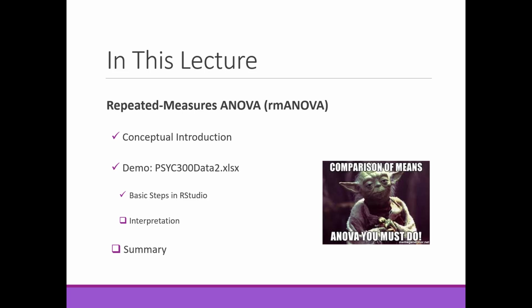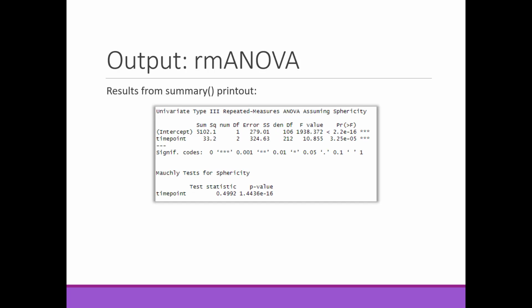Welcome back. Now you've had quite the eyeful in our studio, so I just wanted to break it down and talk about interpreting our output. Here was the output that we got initially when we ran our repeated measures ANOVA. And where we get the result would be this line where our within subjects factor, which was named time point, was analyzed.